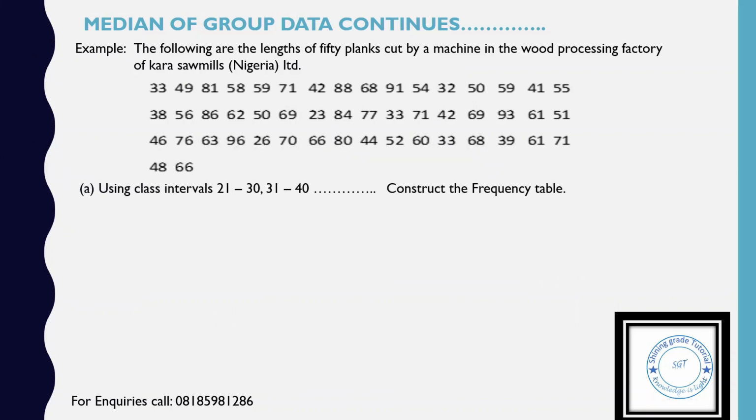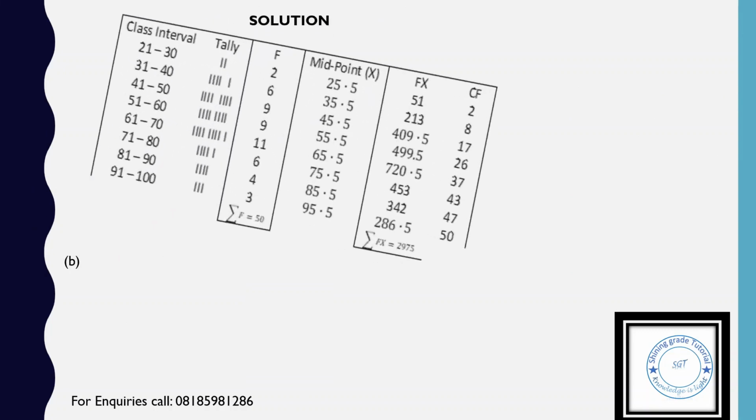Alright, we have the question. Using class intervals 21 to 30, 31 to 40, construct the frequency table. Then we have to find the mean, and define the median class. So estimate the median of the distribution. Alright, so we have the solution here.